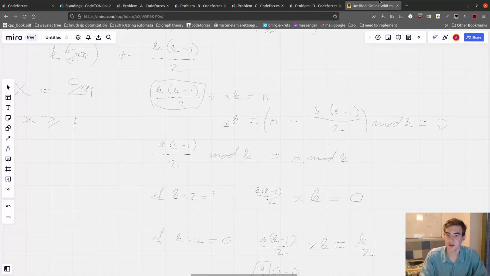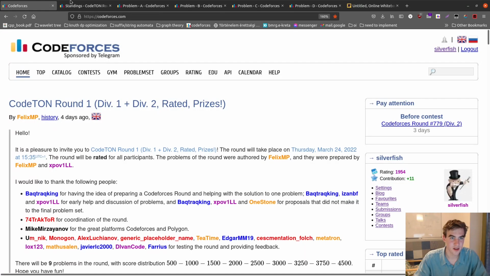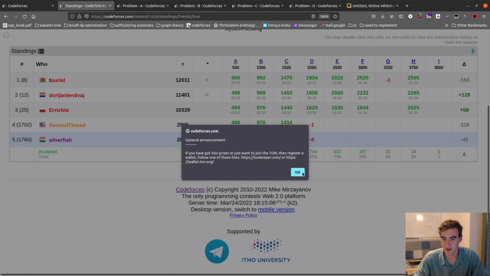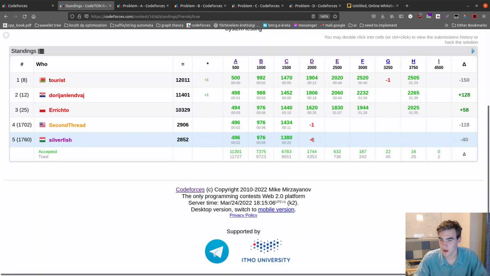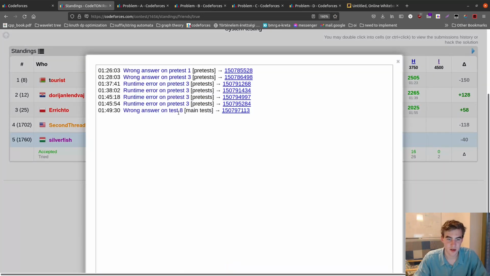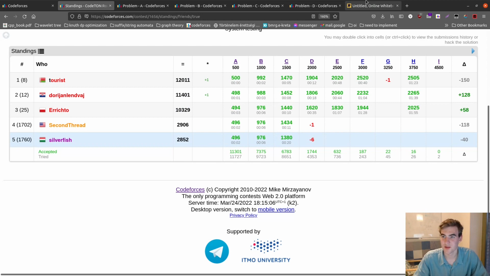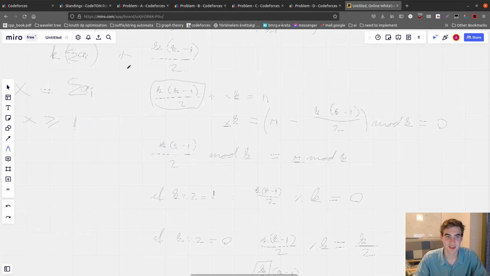So I was in the midst of explaining problem D when I realized that my solution for problem D didn't pass the system tests, which is sort of unfortunate, but that means that I don't have to explain my solution because clearly it's wrong.